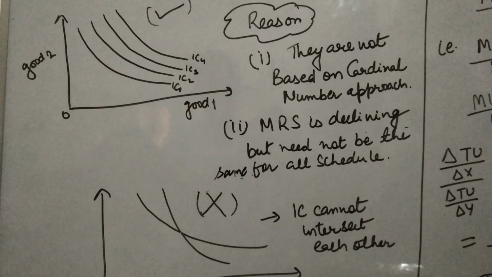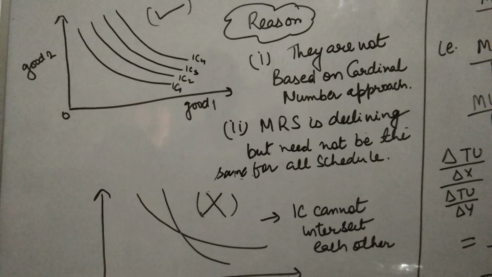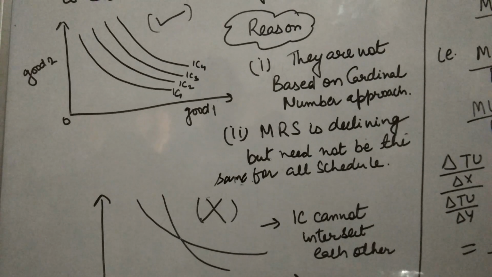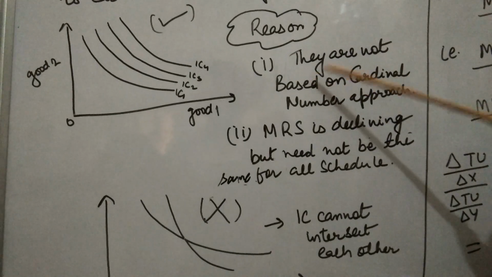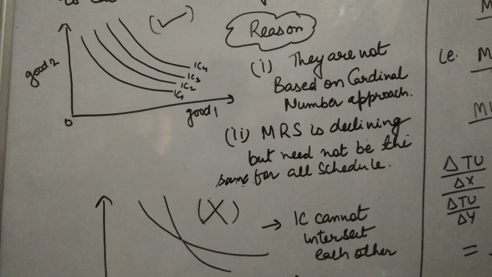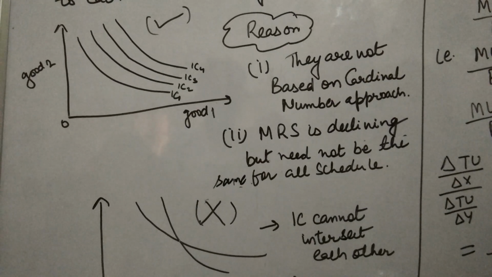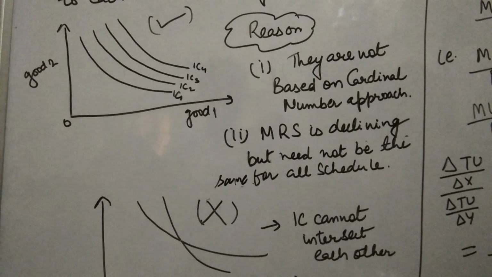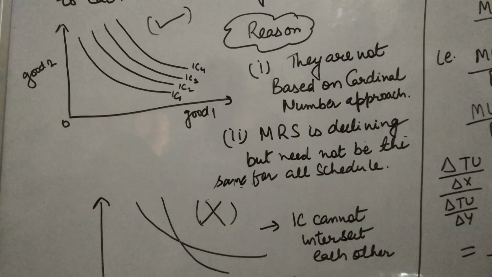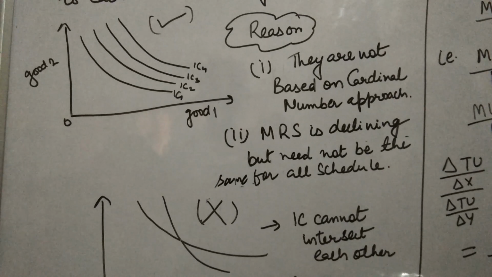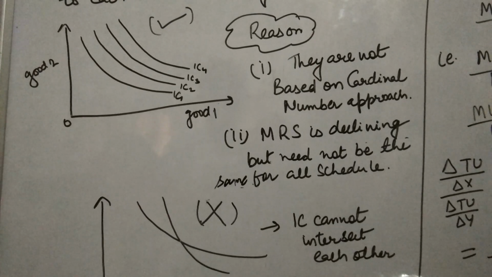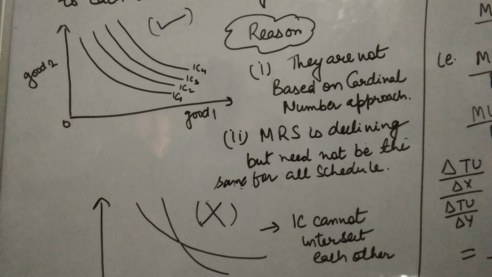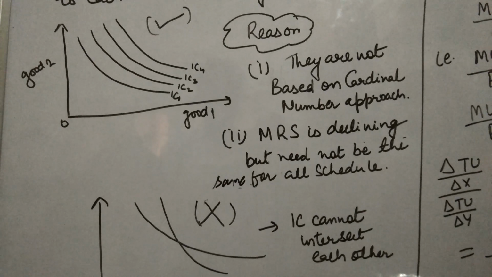Another thing we have learned here is that ICs in an indifference curve map will never be parallel to each other. Why? Number one reason is they are not based on the cardinal number approach. We are not following the cardinal approach here, we are following the ordinal approach. So number one question for you today: write down the difference between the cardinal number approach and the ordinal approach in the comment section, so that I know you have watched my previous video and all your concepts are clear.